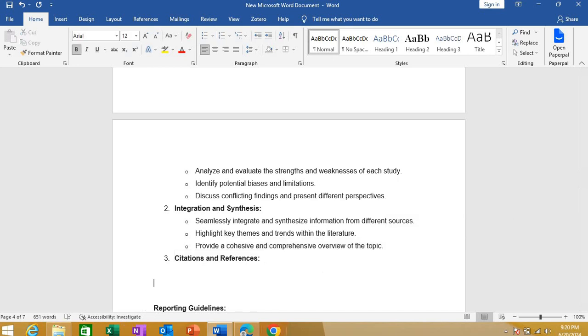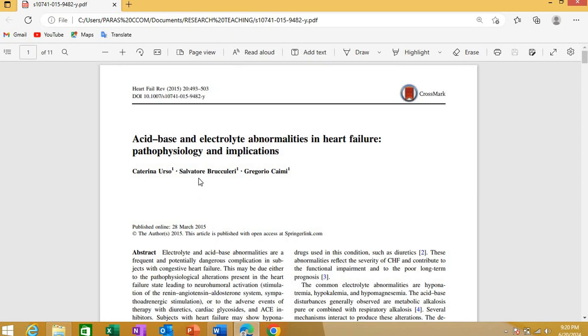Just quickly, I will now go to one of the published review articles. This is one of the published review articles, from 2016 in Heart Failure Reviews. It is about acid base and electrolyte abnormalities in heart failure. So the topic or research question is acid base and electrolytes, as the title suggests. This is its title, and after the colon, this is the scope of that review: pathophysiology and implications.